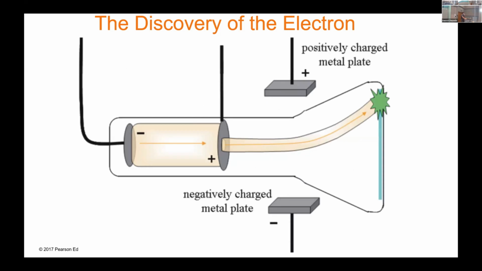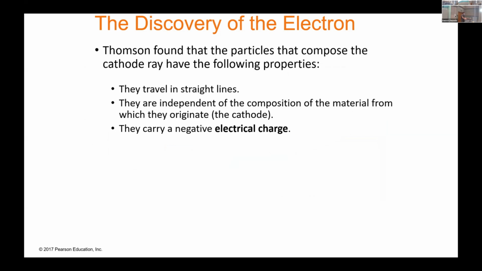So they did many experiments, but here's one experiment they did. They shot the beam through an electrical field. They put a positive plate on the top and a negative plate on the bottom, and they saw if the beam bent or deflected. And they saw that it bent towards the positive end. This means there has to be something negative in the beam. So they called that the electron. Very basic experiment, but it worked, and they determined the electron.